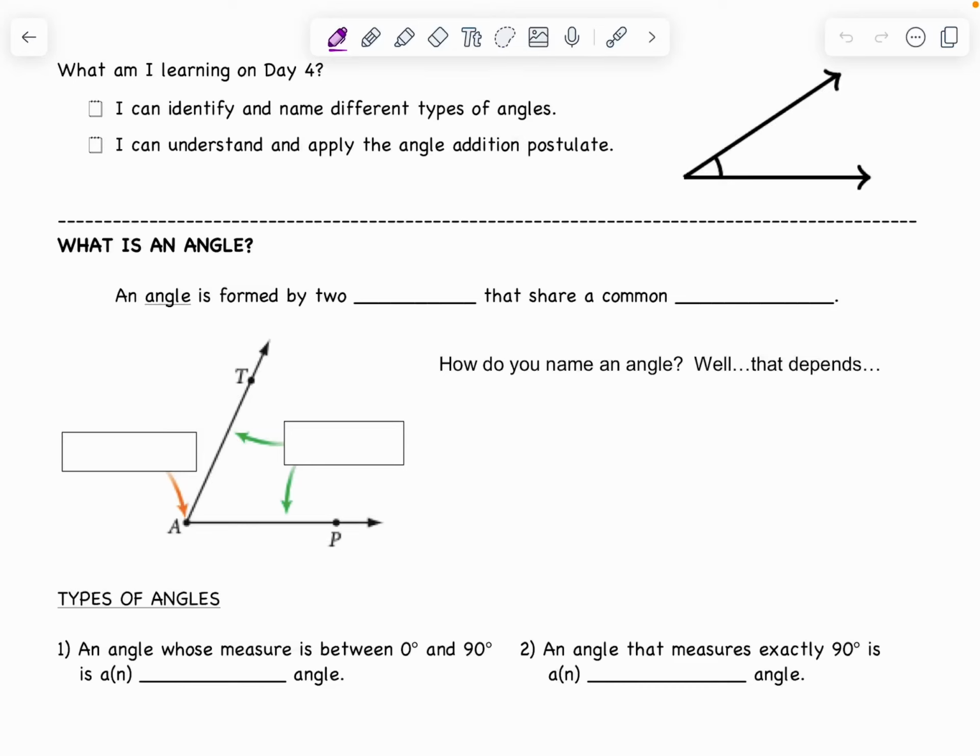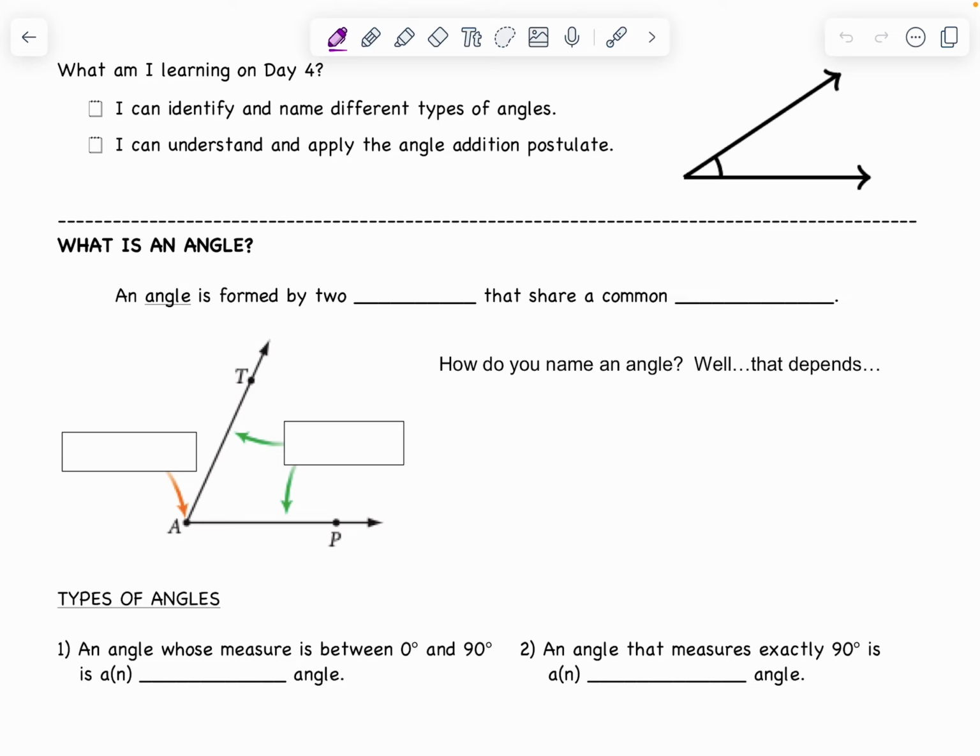All right, so welcome to day 4 of Unit 1. We're going to be talking about angles and their vocabulary today. Much like we started off the unit talking about points, lines, and planes, and then segments and rays and how to name them, how to solve for lengths of segments, what if they're congruent. We're going to do all of that kind of stuff again today, but with angles.